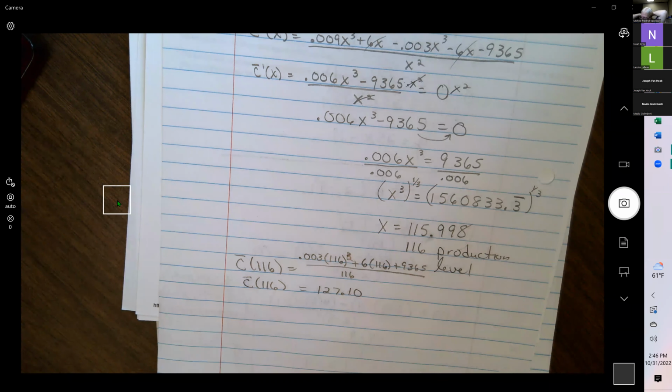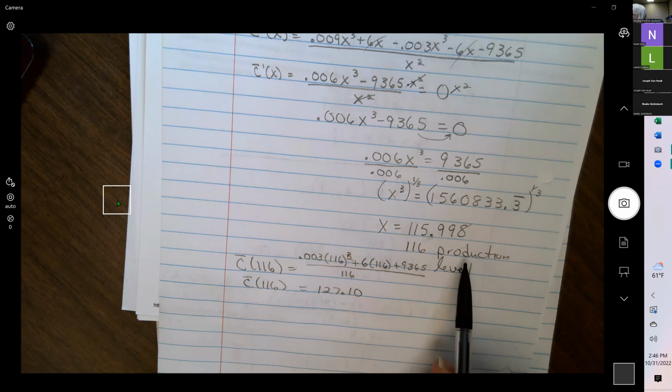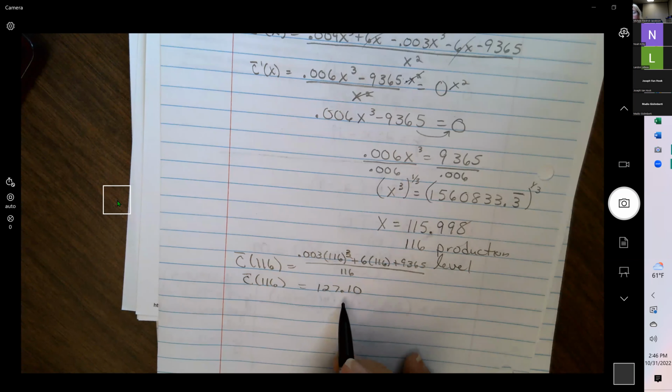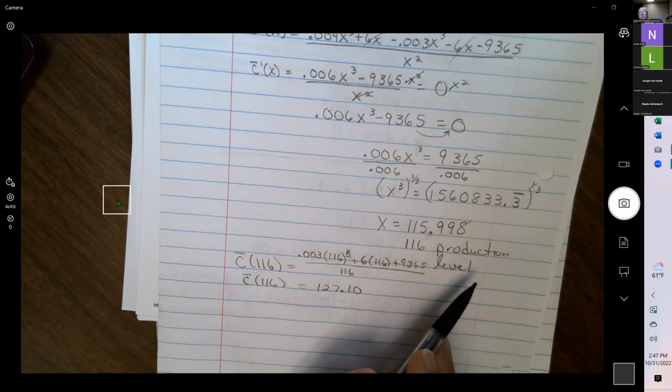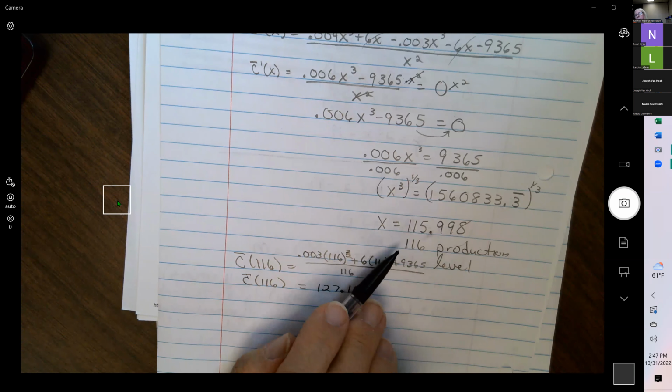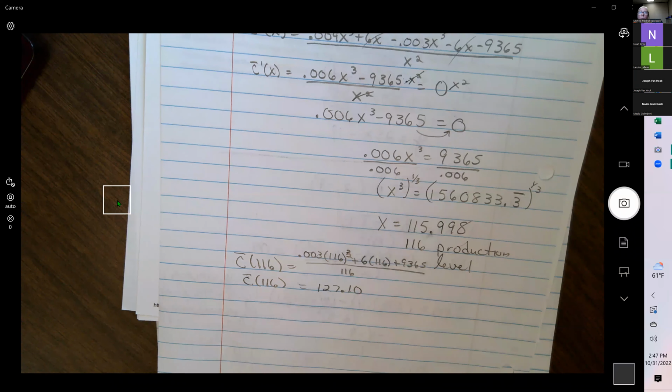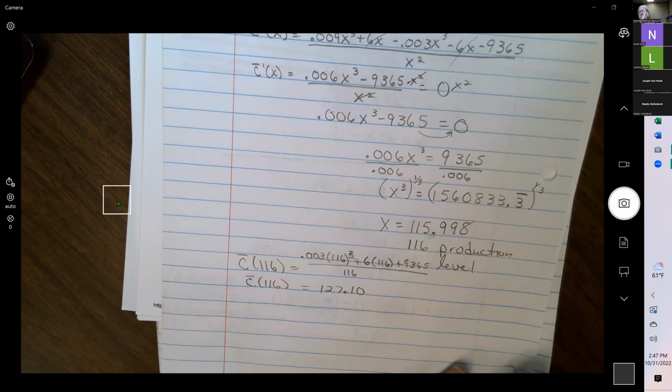Any questions on that? So you need to know why the production level is important and find the minimum average cost. It's important because this tells you what will get you the best price, how many you should produce at a time. Any questions on that?